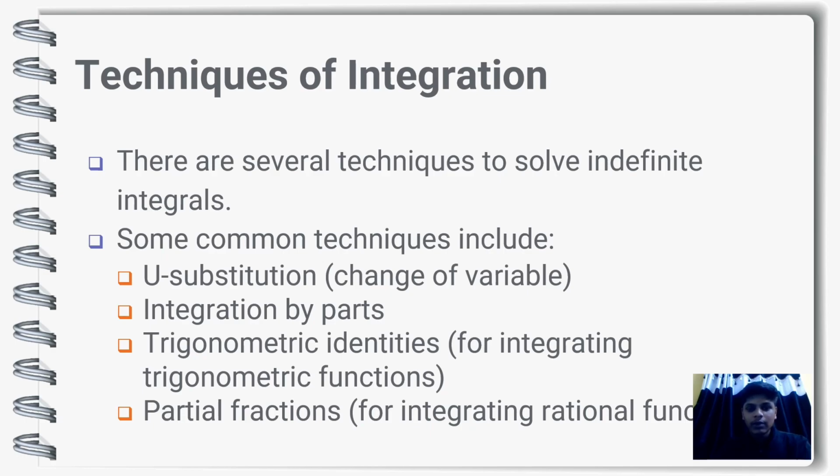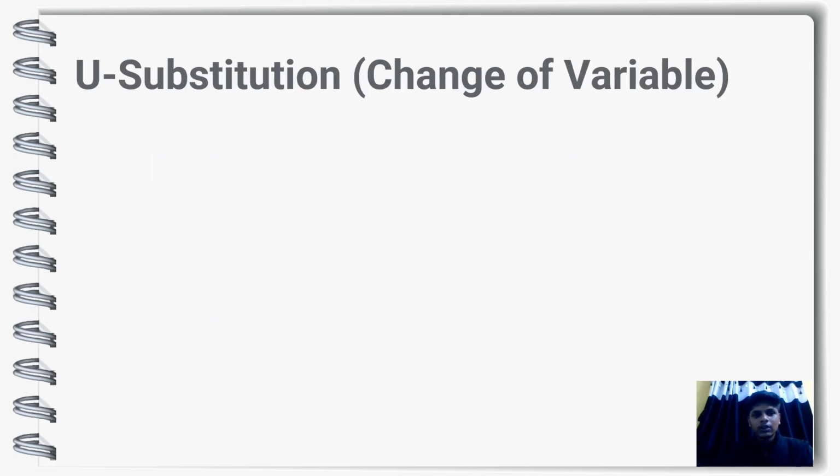Next, trigonometric identities. Trigonometric identities come in handy when integrating functions involving trigonometric terms. Finally, partial fractions. Partial fractions help us to break down a rational function into simpler functions that are easier to integrate. Next, we will discuss them one by one.